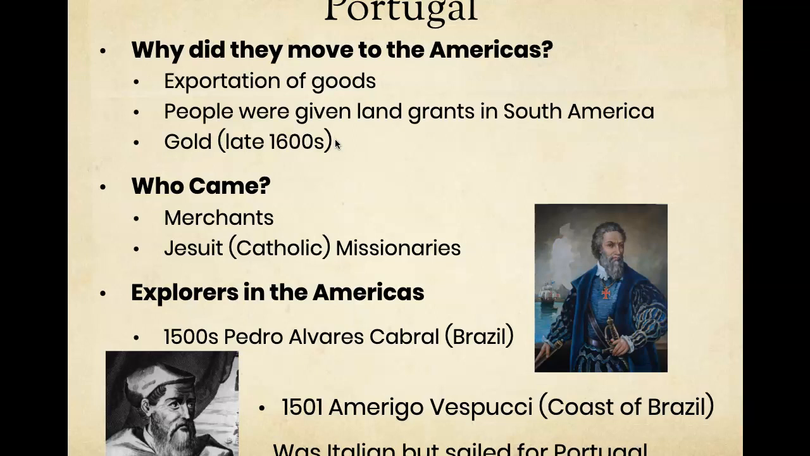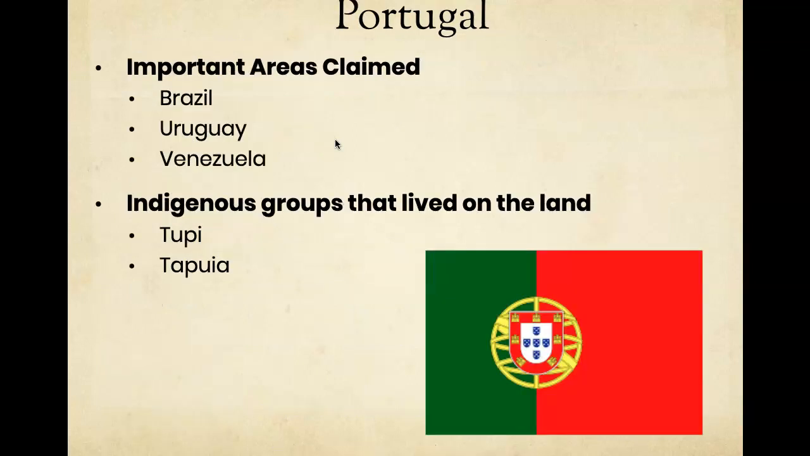Some Portuguese explorers you need to know are Pedro Alvarez Cabral, and he discovered Brazil in the 1500s, and Amerigo Vespucci, who America is named after, and he explored the coast of Brazil. He was Italian but sailed for Portugal. Portugal claimed Brazil, parts of Uruguay, and parts of Venezuela. Eventually, those will be given to Spain through land acquisitions.